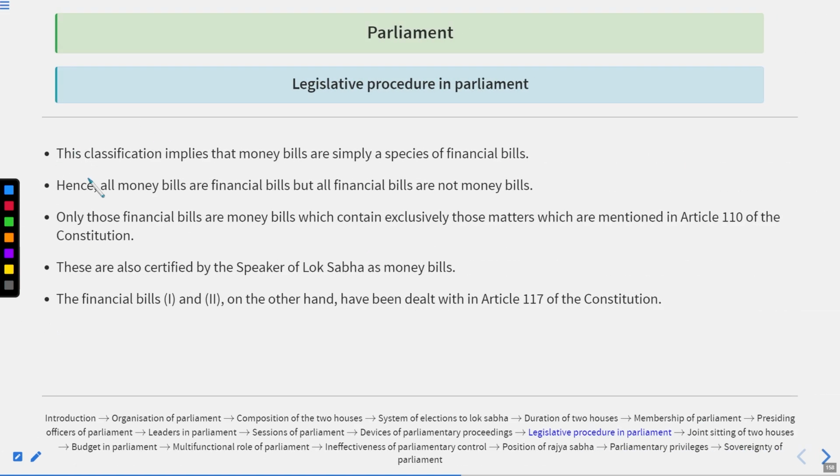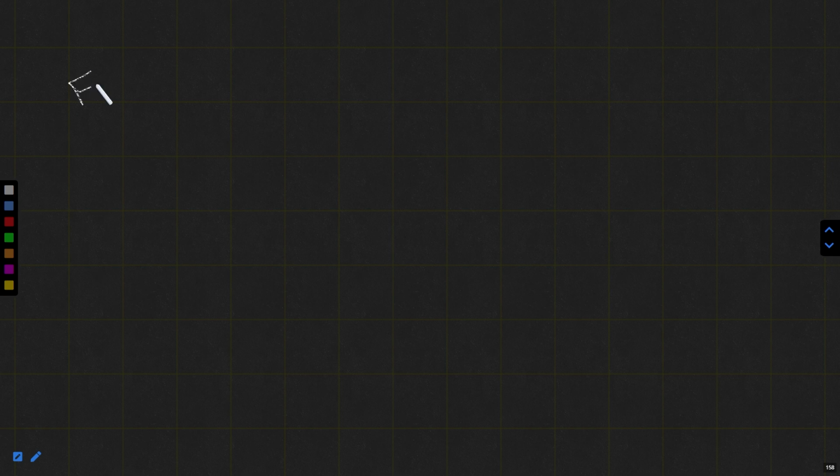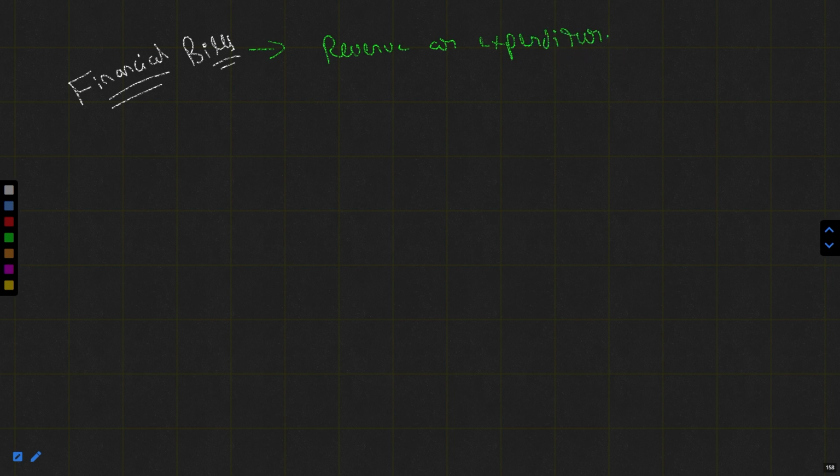Now, this classification implies that money bills are simply a specific type of financial bills. Why? Because financial bills basically talk about the revenue or expenditure of the government.